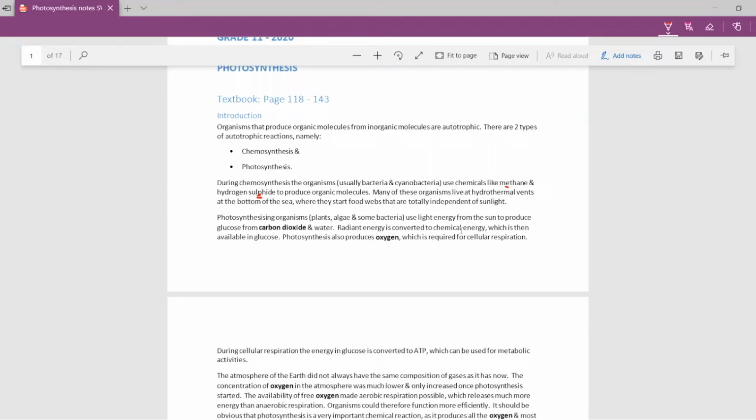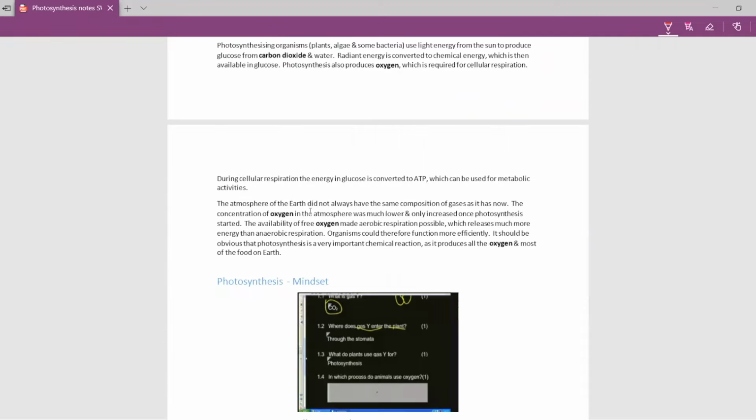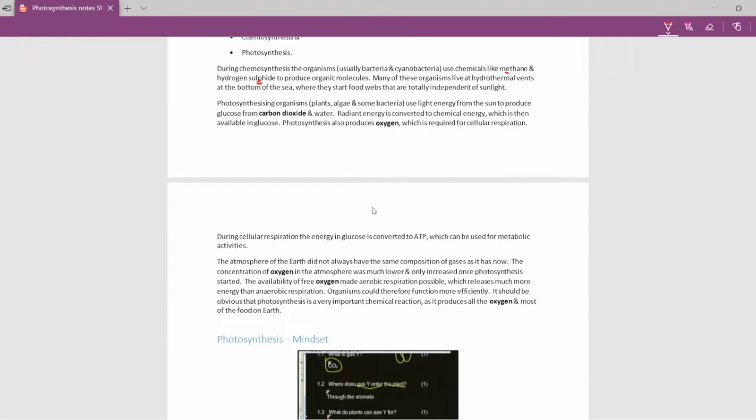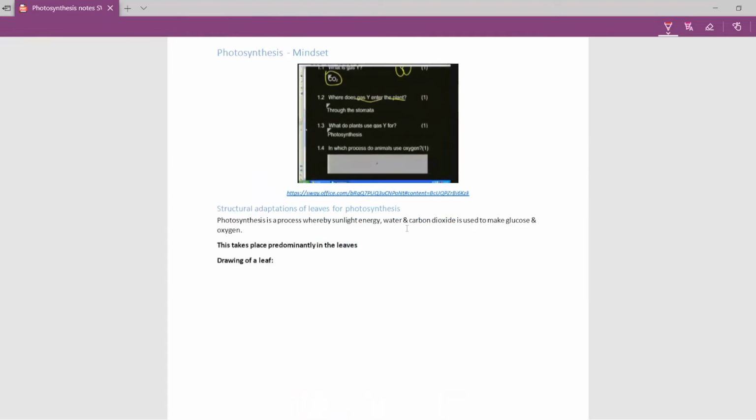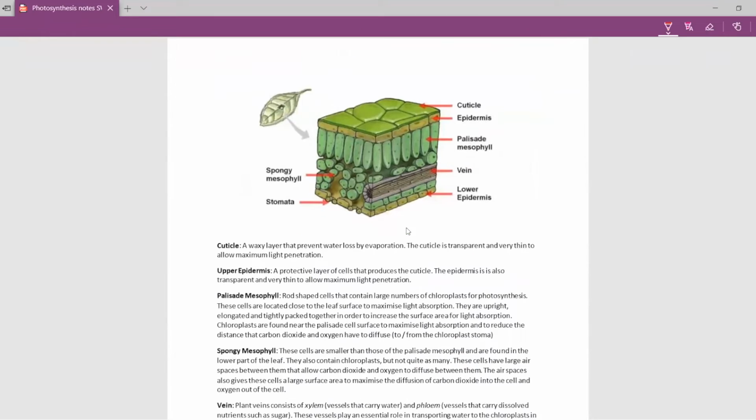Photosynthesis, however, is when they use carbon dioxide, radiant energy and water to produce glucose and oxygen. We know that photosynthesis produces glucose, and glucose is needed for cellular respiration. Now let's look at the structure of the leaf.